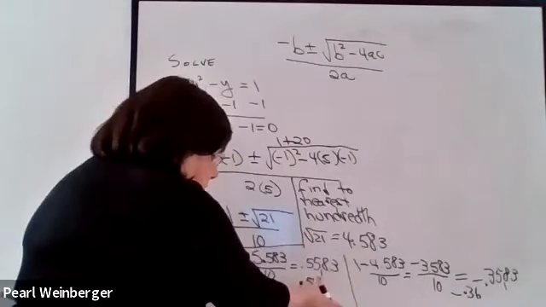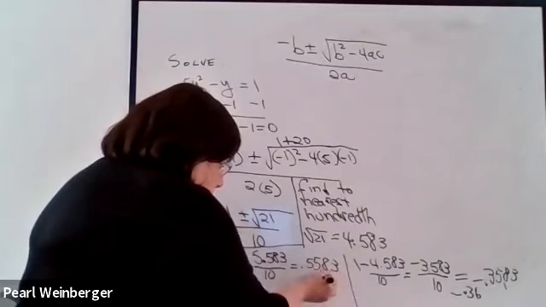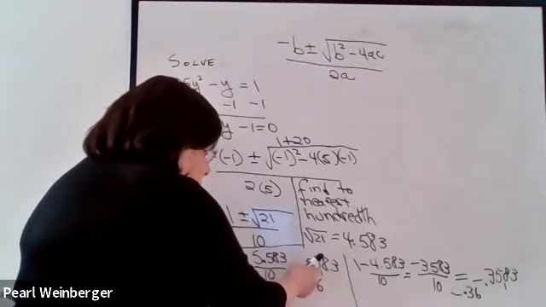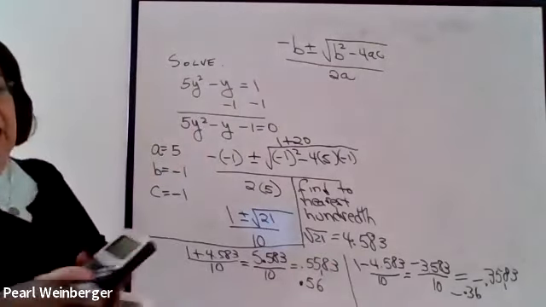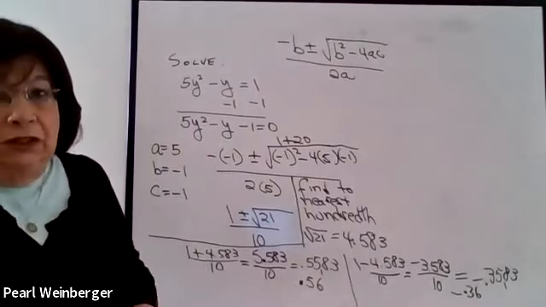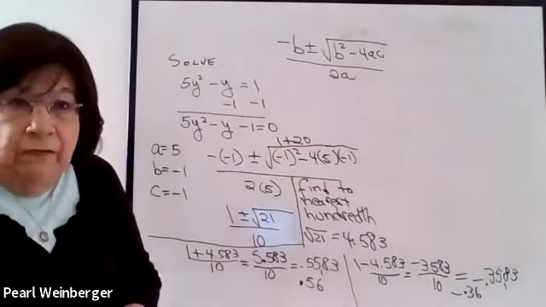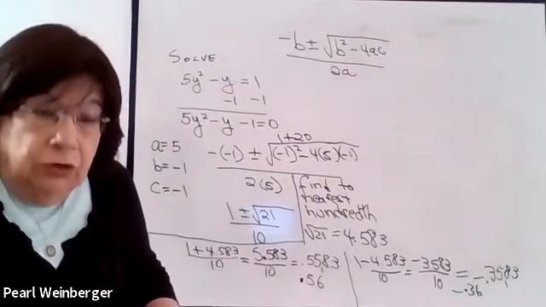Oh, I'm sorry, this is 5, 6. You make this one bigger. So my two answers in decimal form, again, you'll only do this when it specifically tells you to do this to the nearest hundredth or the nearest thousandth.